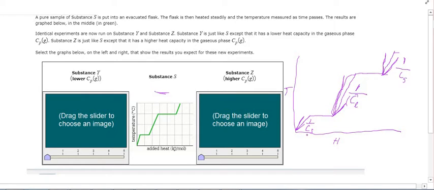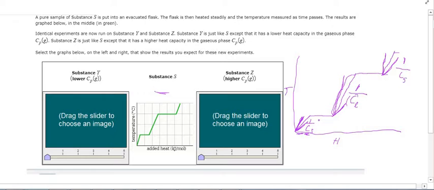So again, as heat capacity gets smaller, the curve gets steeper because it takes less heat. You just need a little bit of heat, and so it's going to steepen up that curve. If heat capacity is large, you need more heat, and that's going to make each of those flatter. So that's something to keep in mind as we're looking at these curves.